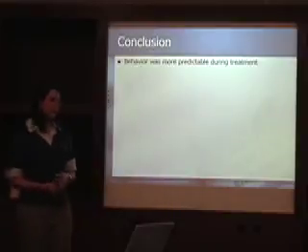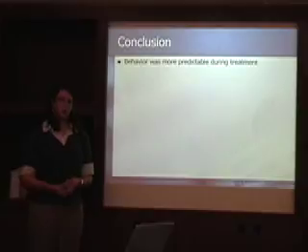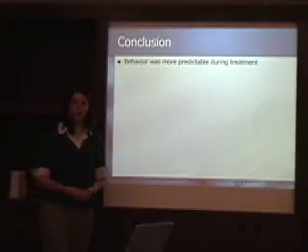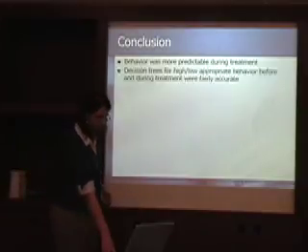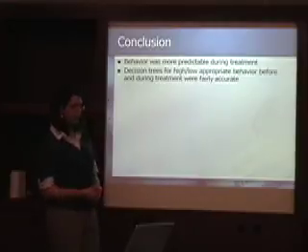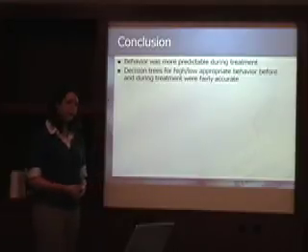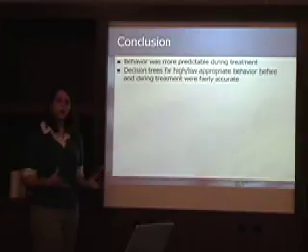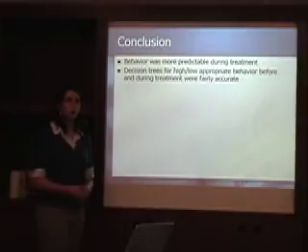So in conclusion, we found that behavior was more predictable during treatment, which was something that the therapist and the caregivers could both confirm to us. The decision trees for high and low appropriate behavior before and during treatment were fairly accurate. After treatment was not as accurate, and we think that increasing the data set for after treatment would definitely improve those results.